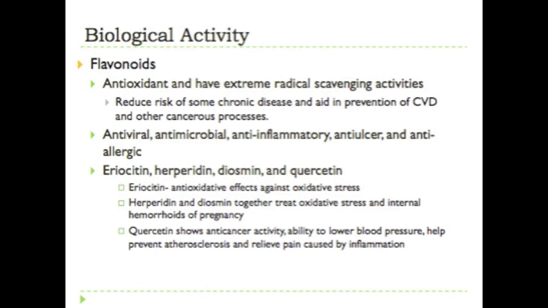As mentioned before, flavonoids are extremely antioxidant. They reduce the risk of some chronic diseases and aid in the prevention of cardiovascular disease and other cancerous processes. They are also antiviral, antimicrobial, anti-inflammatory, anti-ulcer, and anti-allergenic. For flavonoids in particular, eriocitrin, hesperidin, diosmin, and quercetin are useful against oxidative stress. Quercetin also shows anti-cancer activity, the ability to lower blood pressure, and can relieve pain caused by inflammation.